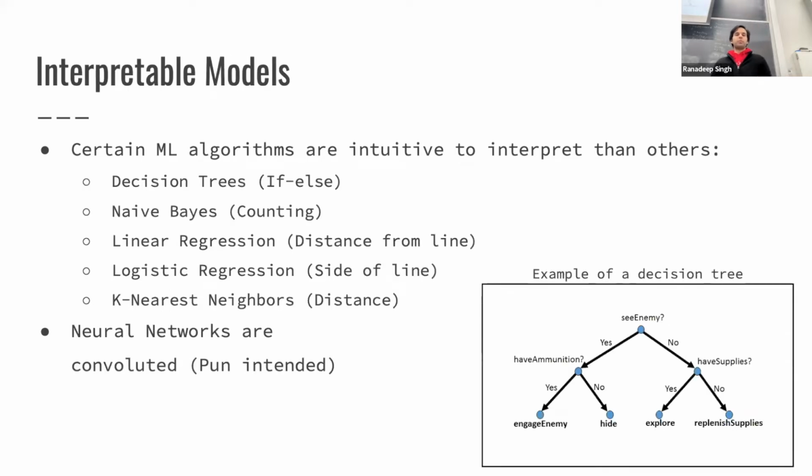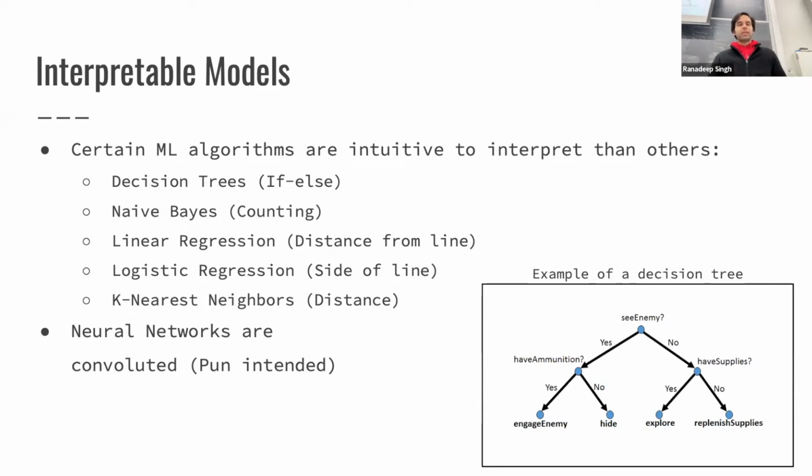Now let's talk about some interpretable models. These are some common ML algorithms you might have seen. And all of these, when you actually think about it, are very intuitive. If you think of decision trees, it's just if and else at multiple levels. Like in this decision tree of a shooting game, it tells you what action you should take. If you see an enemy, you ask yourself, do you have ammunition? If you have, then you engage with the enemy. So things like that are just an if else.